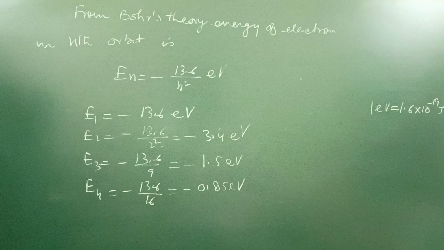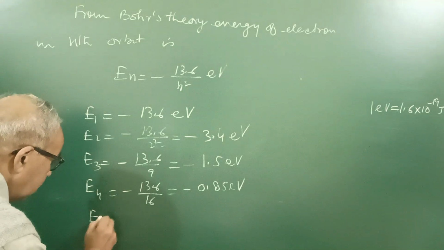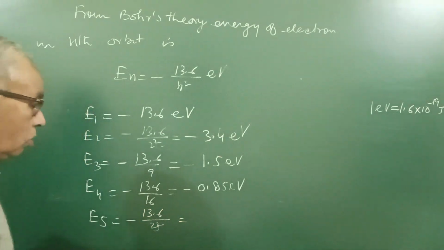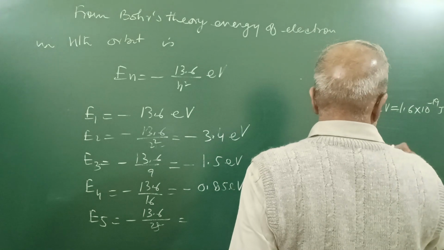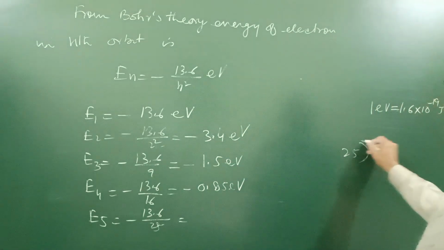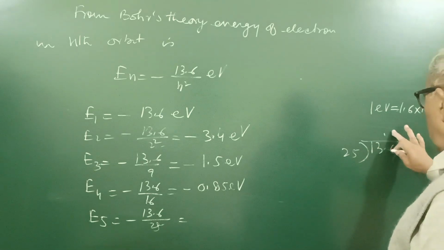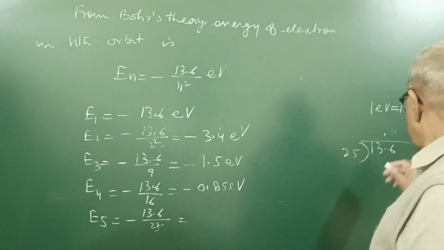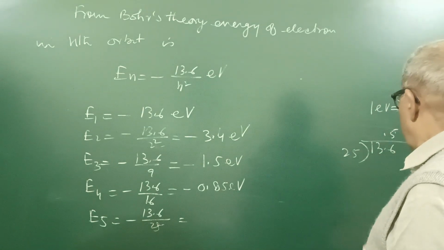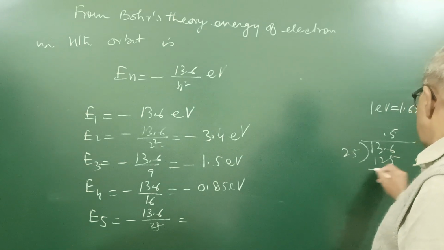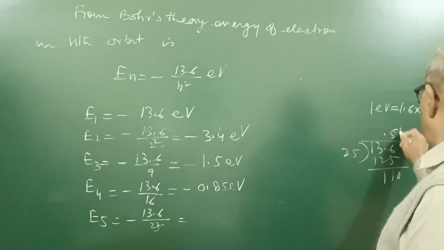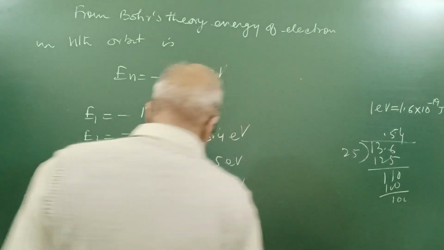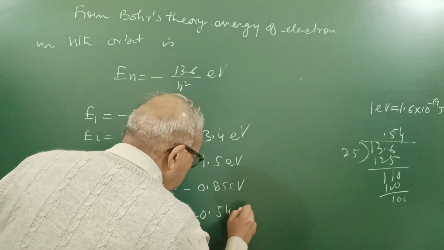So we can solve it. E5 equals minus 13.6 upon 25, which is nearly minus 0.54 electron volt.